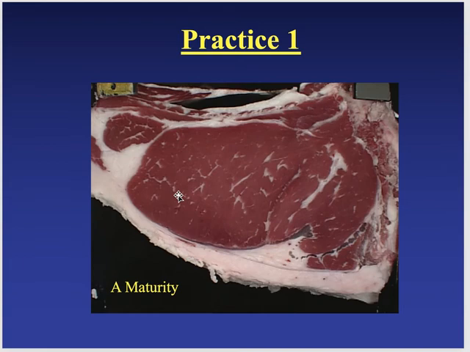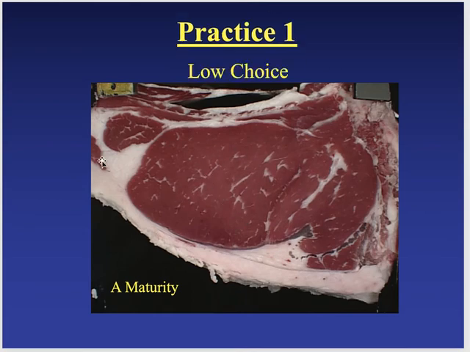So here's our first one. We're going to consider it A maturity. Just take a quick second and try to evaluate it before we move forward. All right, so A maturity, eligible for all beef grades. If we look at the actual ribeye area right in here, we're going to call that probably a low choice today.